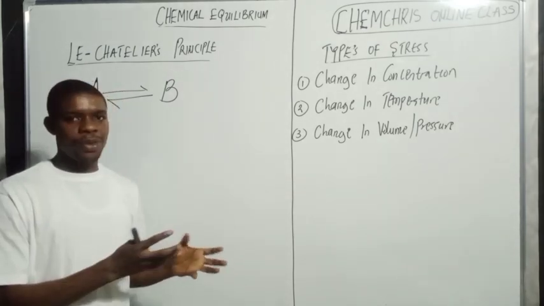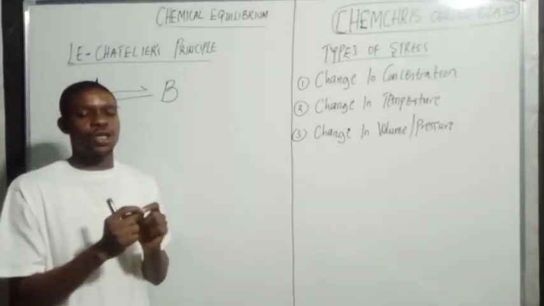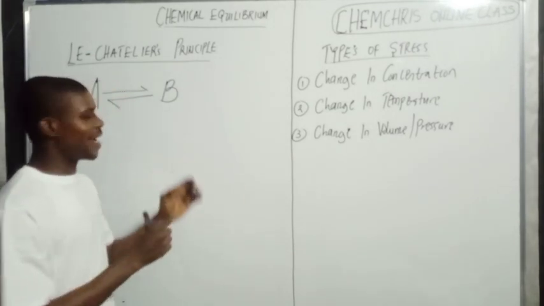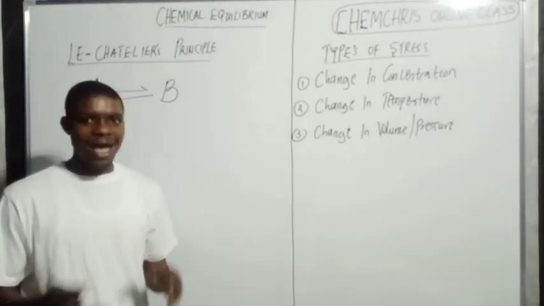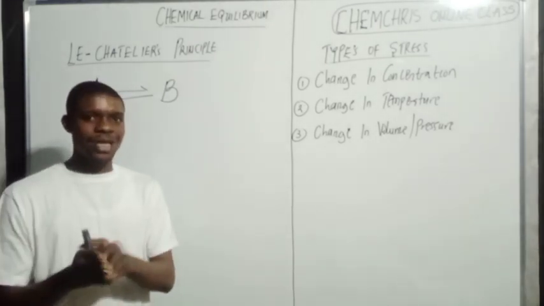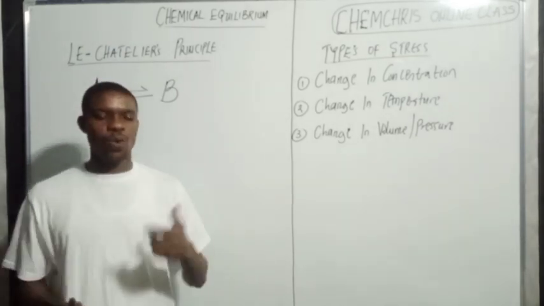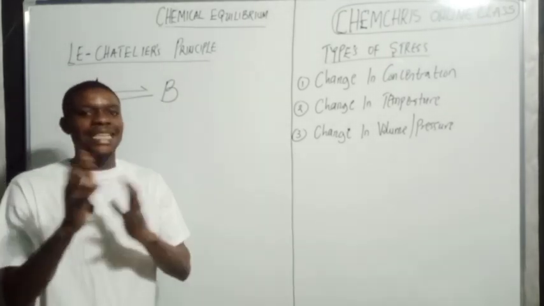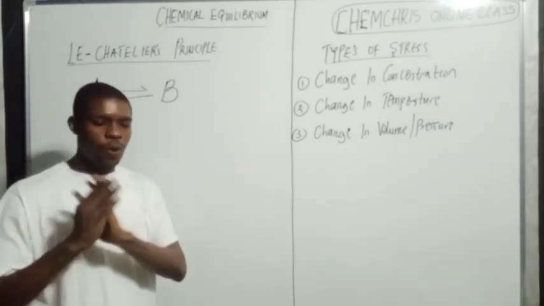So what is equilibrium? Equilibrium is that state in which the rate of the forward reaction equals the rate of the backward reaction at a certain temperature. That's what we call equilibrium, and this type of equilibrium is called dynamic equilibrium. The main reason it's called dynamic equilibrium is because there's movement, but the movement for the backward reaction is at an equal rate.